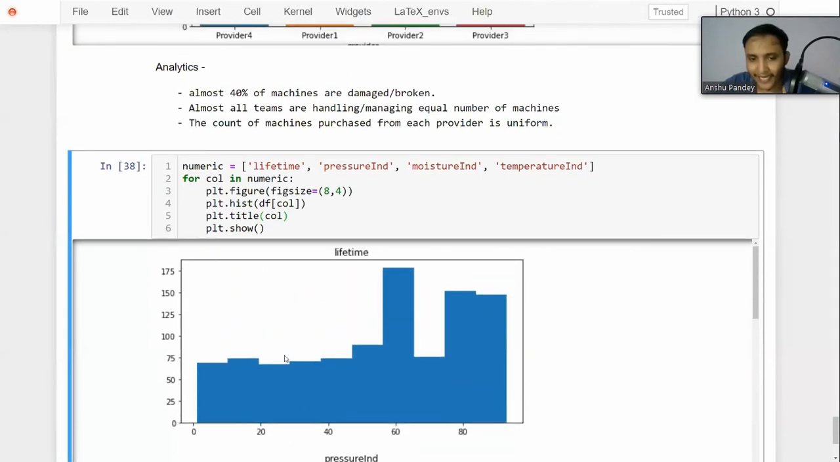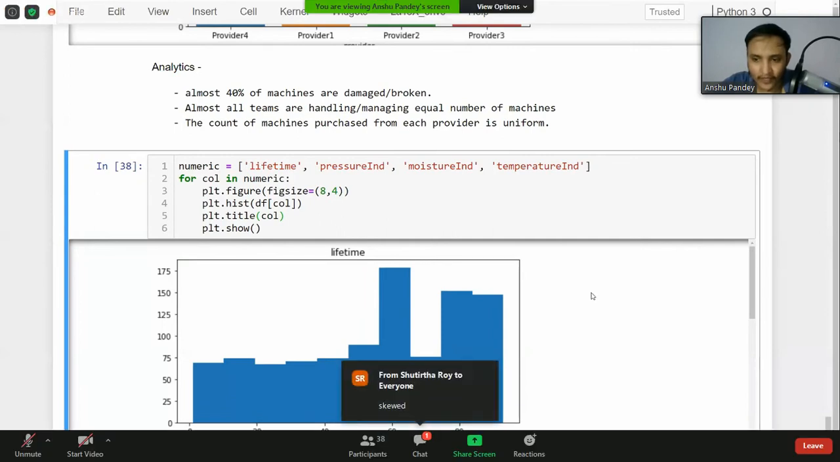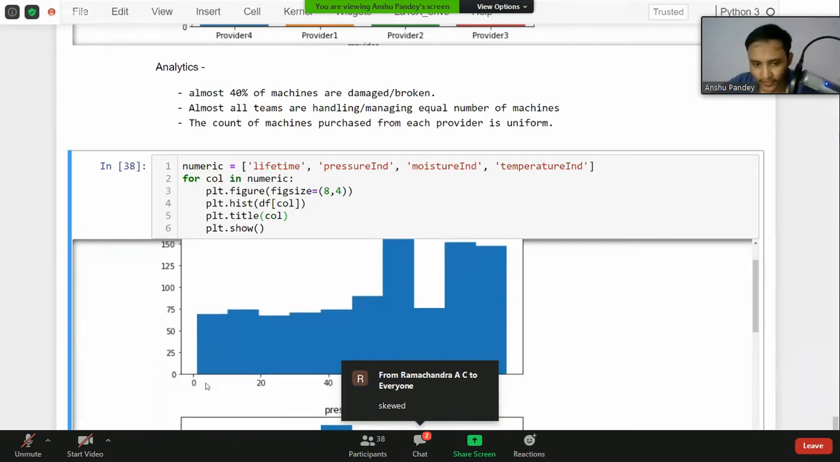For example, for lifetime, is it a normal distribution or skewed distribution? Excuse me. Is it a normal distribution? Skewed, sir. So I hope all of you agree that this is more of a skewed distribution, right? And when you look at similarly, right? So this is skewed distribution. That means there are a lot of machines which are pretty much older because they have a very high value of lifetime, right? And there are few machines which are very new, you can say.